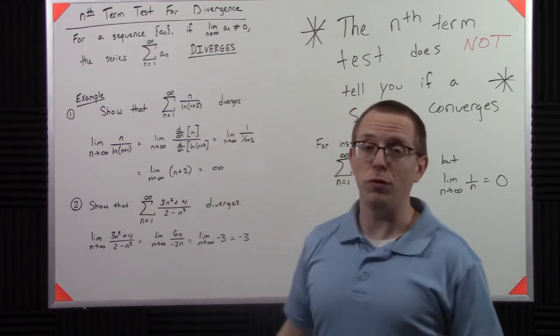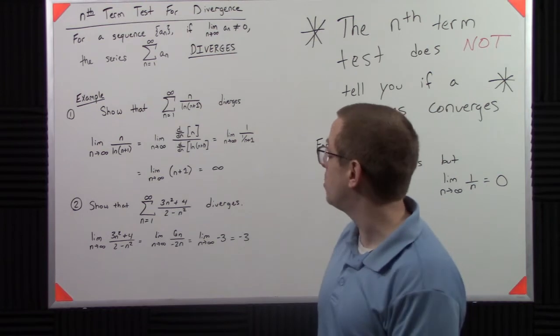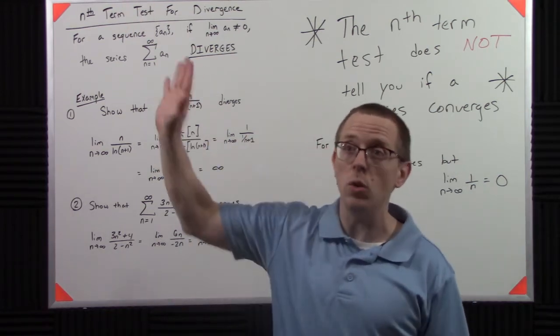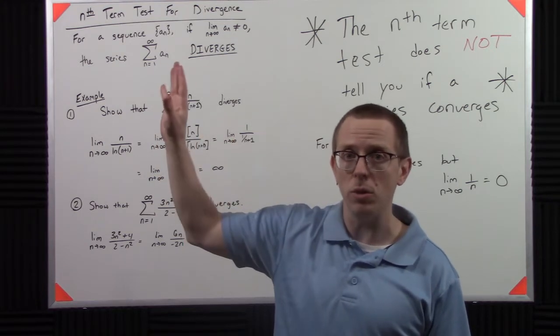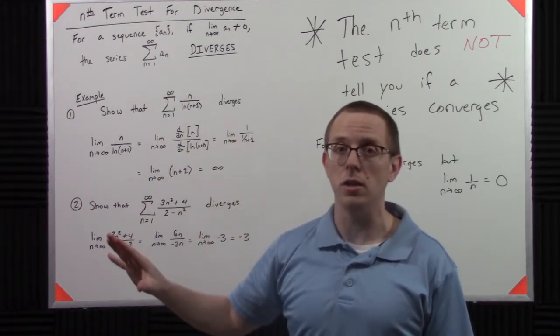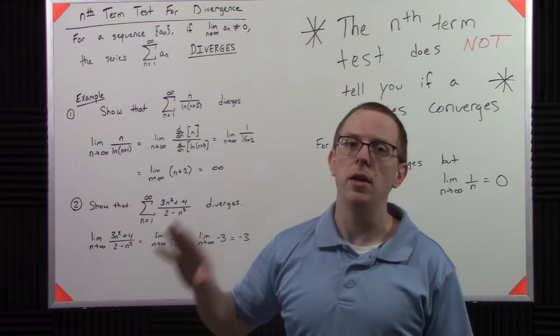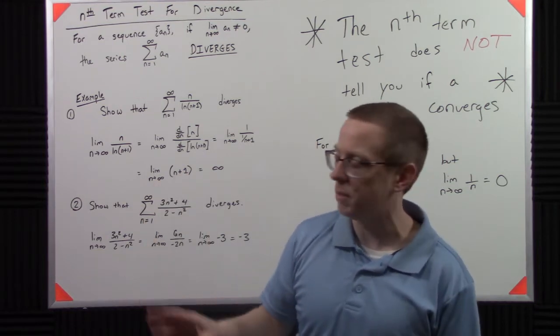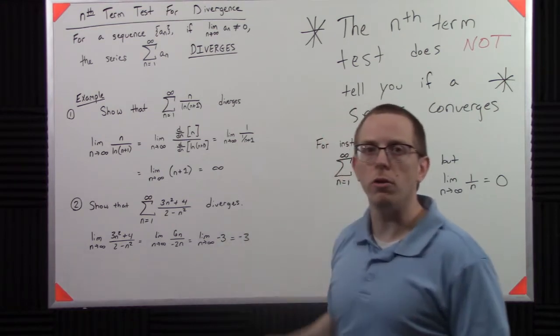Well, that's for sure going to diverge, because that tells me that this thing shoots way off to infinity. The sequence diverges. So if the sequence diverges, you better believe the series is going to diverge. There's no way that a sequence converges and the series diverges. Never happens. The second one's a little trickier though.